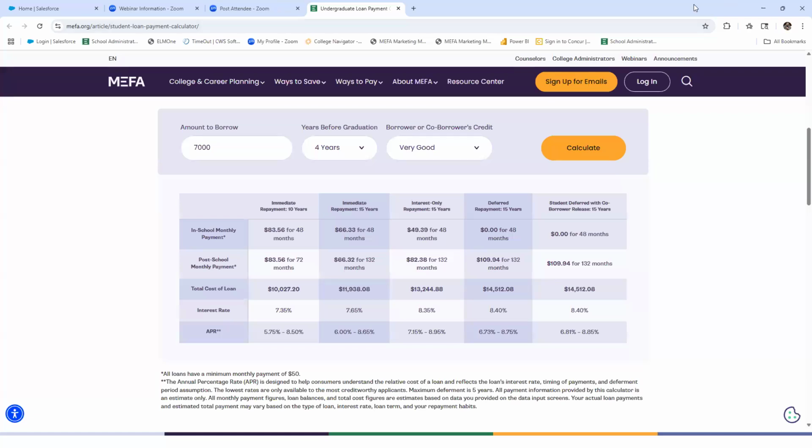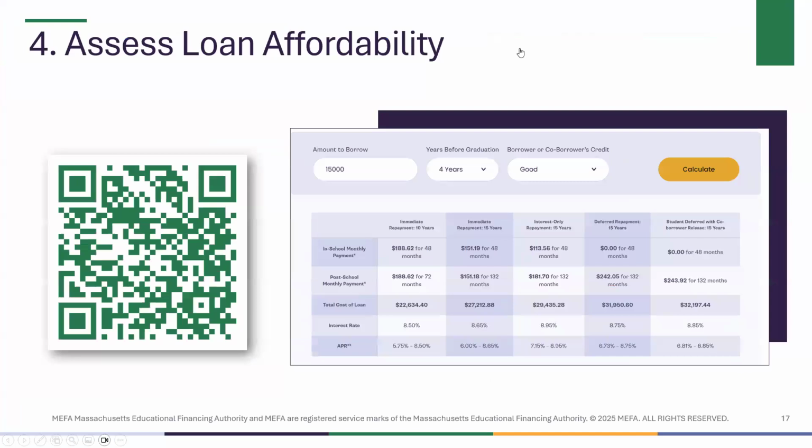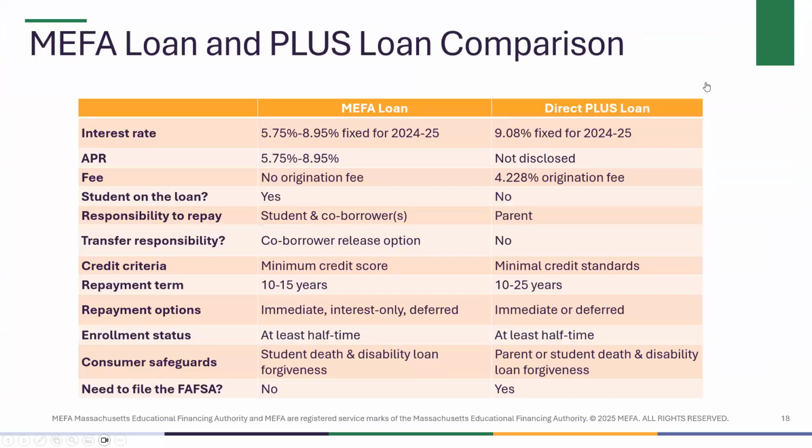So then we'll go back and we'll talk about the MEFA loan specifically, and get into a little bit more detail about that. We do get lots of questions when we're talking to families about the MEFA loan and the Federal Plus loan. There's lots of other loans out there as well, but we often get this question.